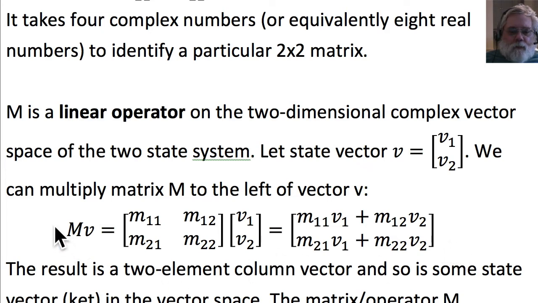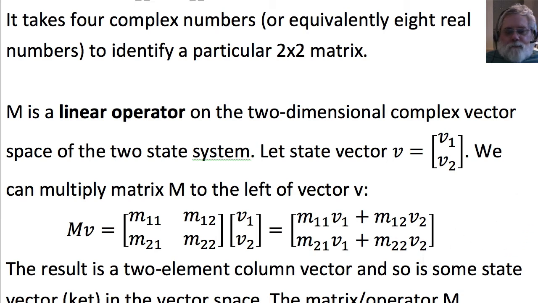So if we multiply M to the left of V, M is this matrix, we saw that before, V is this vector, we saw that before, the result of multiplying them together is this column vector. The first component is M11 V1 plus M12 V2. The second component is M21 V1 plus M22 V2. 2 rows, 1 column, it's a column vector.